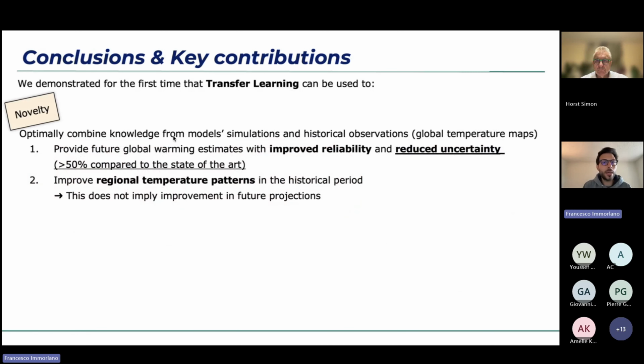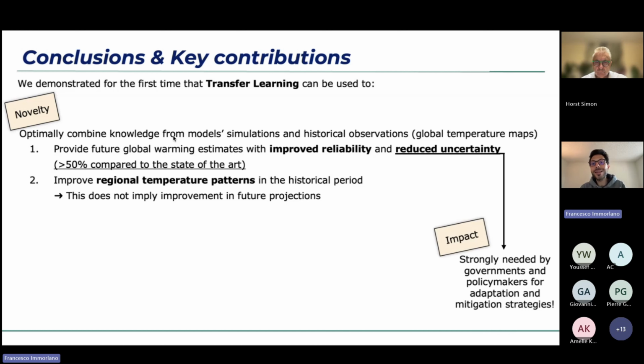So now I will conclude, highlighting also the key contributions of our work. Basically, we demonstrated for the first time that transfer learning can be used to optimally combine the knowledge from model simulations and historical observations, thus being able to provide reliable global warming estimates for the future with a reduced uncertainty of more than 50% compared to the state of the art. And this has a strong impact because this reliable and precise information about the future is strongly needed by governments and policymakers to develop proper adaptation and mitigation strategies.